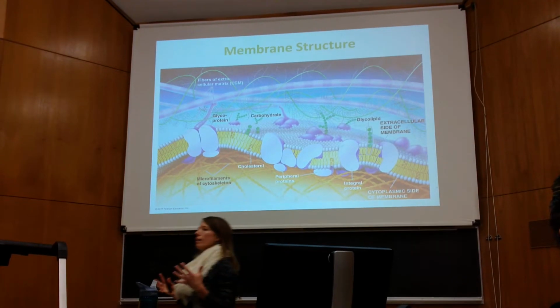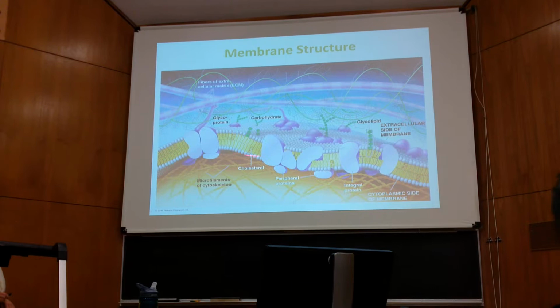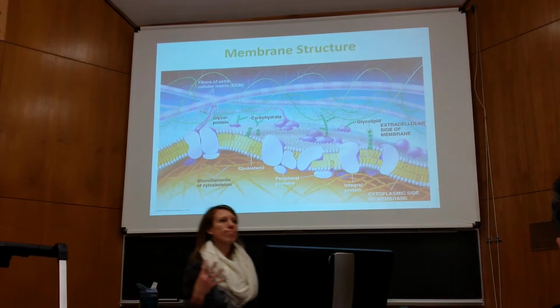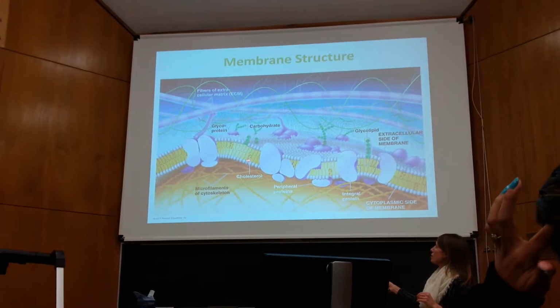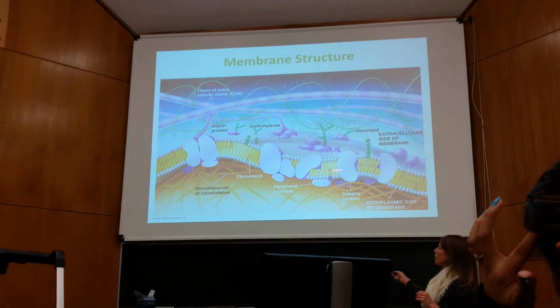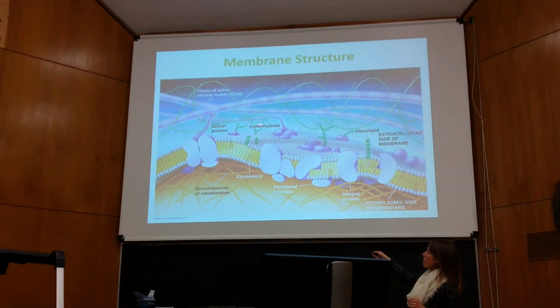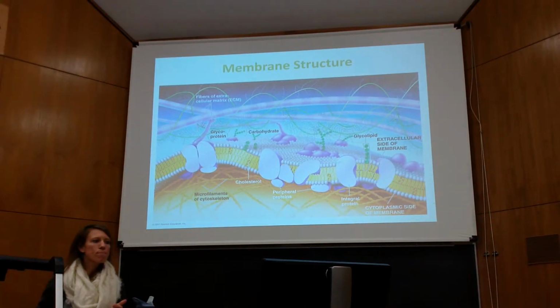When we look at a diagram of a membrane, what is the molecule that makes up the majority of the membrane? Phospholipids, right? So all these little phospholipids, and embedded in this phospholipid bilayer, we have all these large proteins, and we have these carbohydrates that are attached to some of the phospholipids and some of the proteins, right?